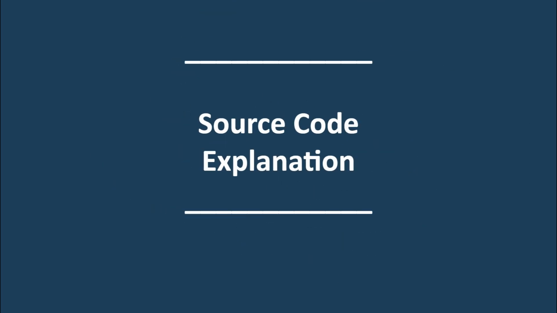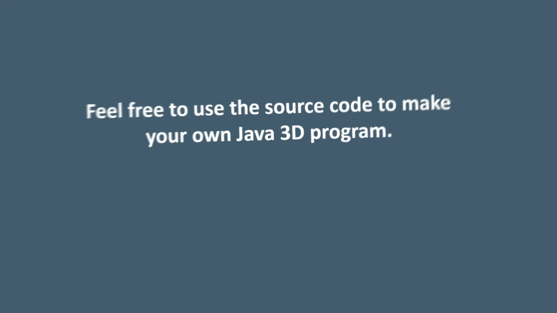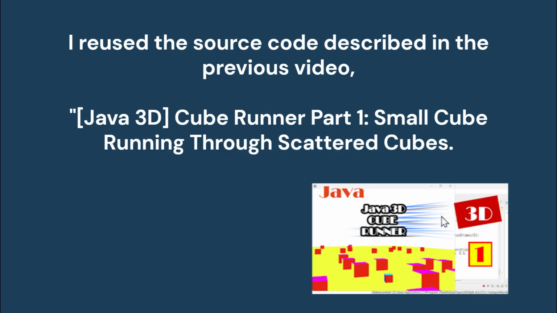Source code explanation. Source code links in description. Feel free to use the source code to make your own Java 3D program. I reused the source code described in the previous video. Java 3D Cube Runner. Part 1. Small cube running through scattered cubes.